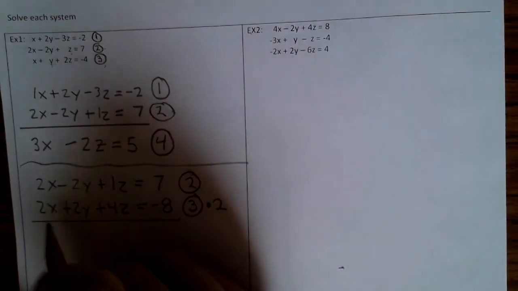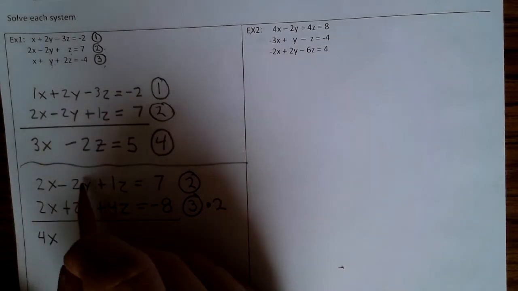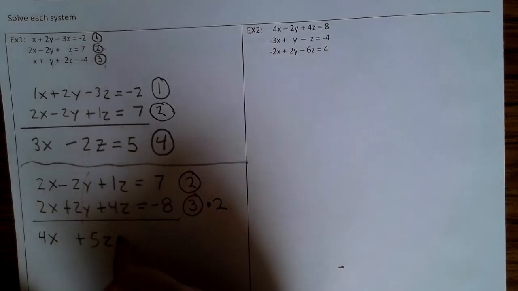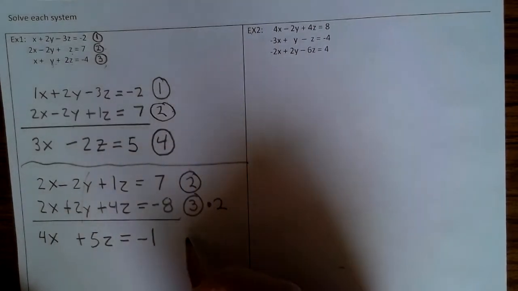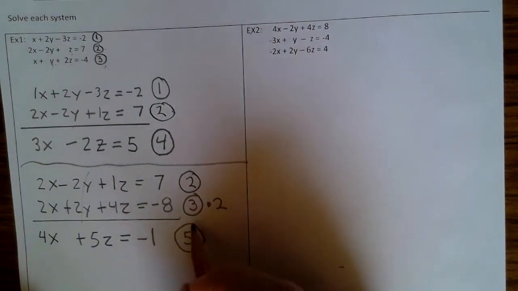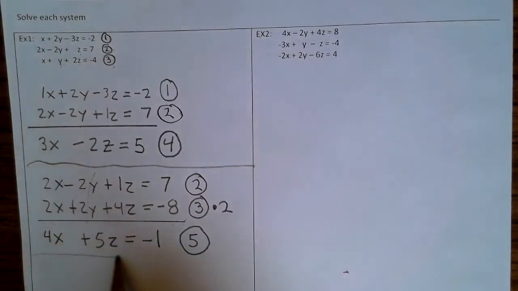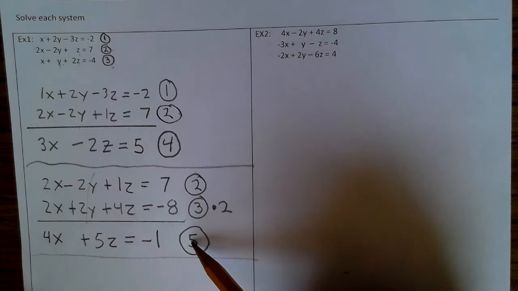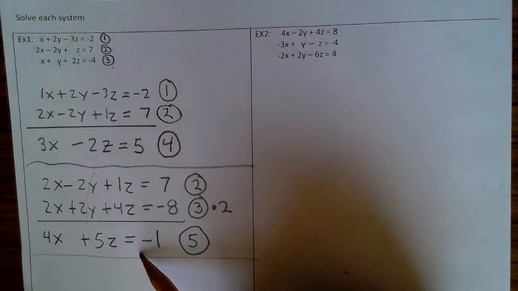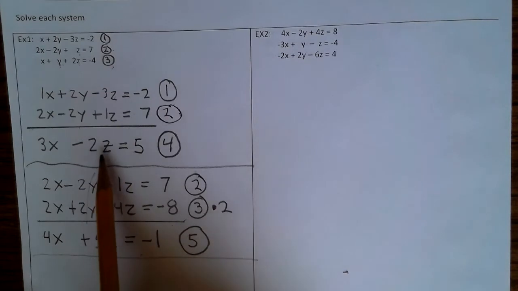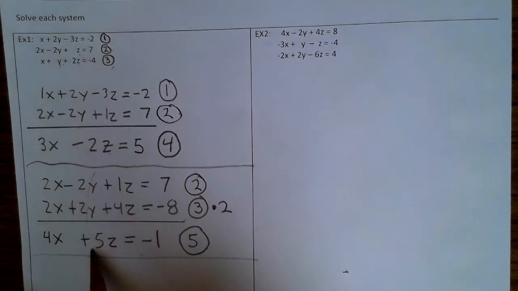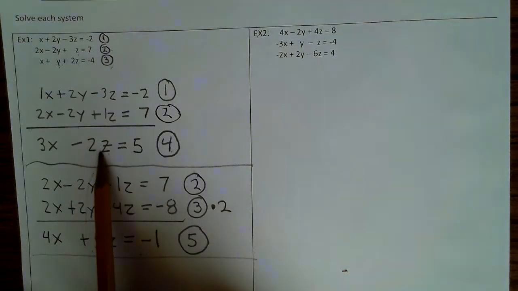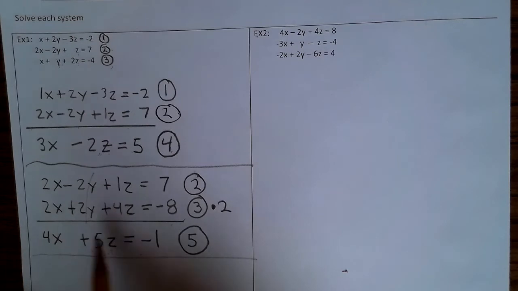Okay, 2x and 2x is 4x. The y's cancel. 1 plus 4 is 5z equals 7 minus 8 is negative 1. And this is going to be equation 5. Okay, so now what we have is two equations, 4 and 5, and we're going to try to eliminate a variable. We probably want to eliminate the z's because we have a negative and a positive, but we need these to be the same number. So we're going to multiply equation 4 by 5 to give negative 10 and multiply equation 5 by 2 to give you a positive 10, so they cancel.